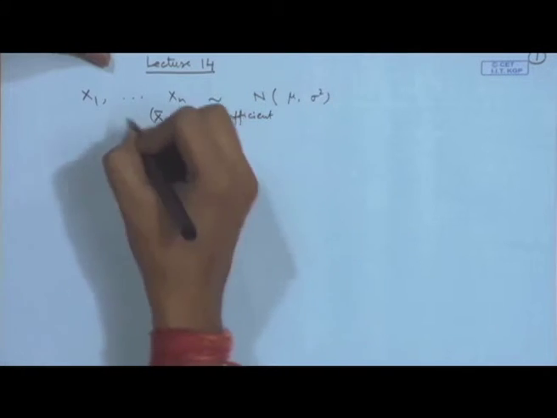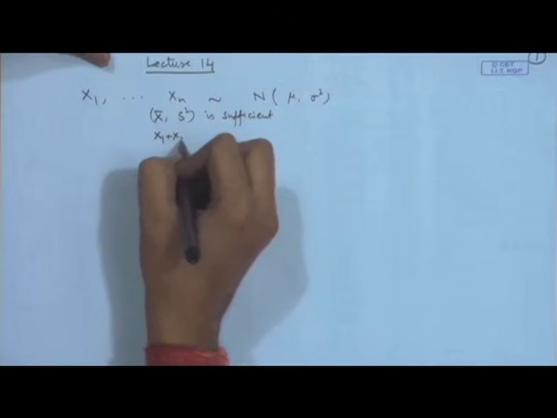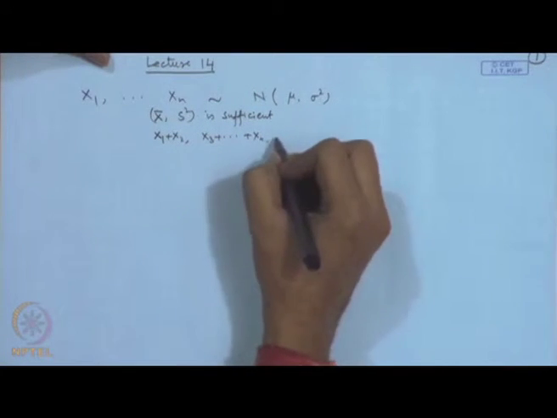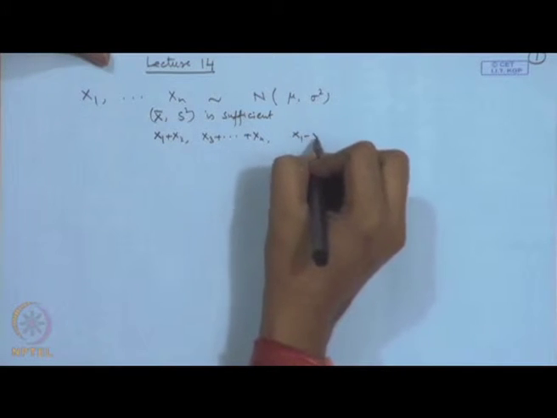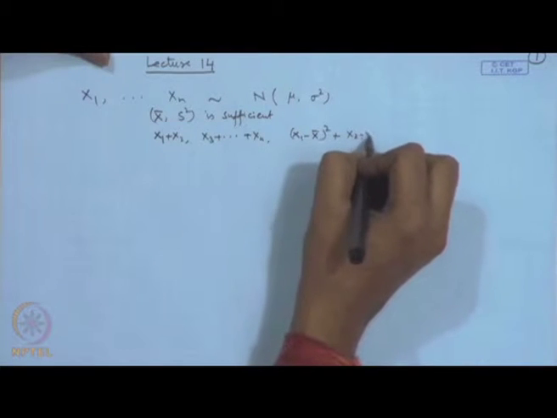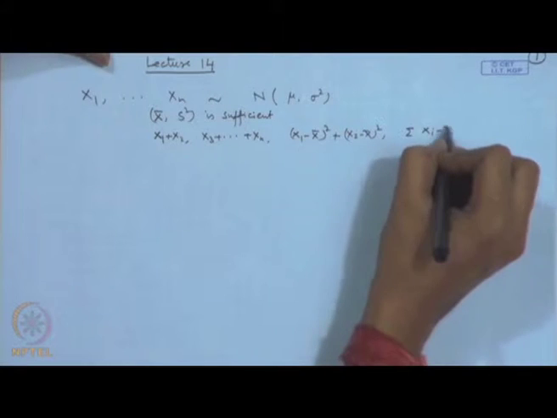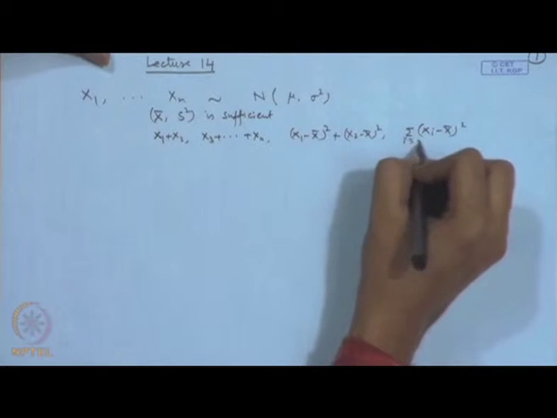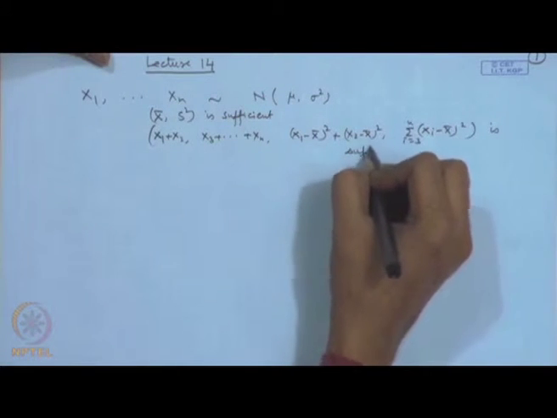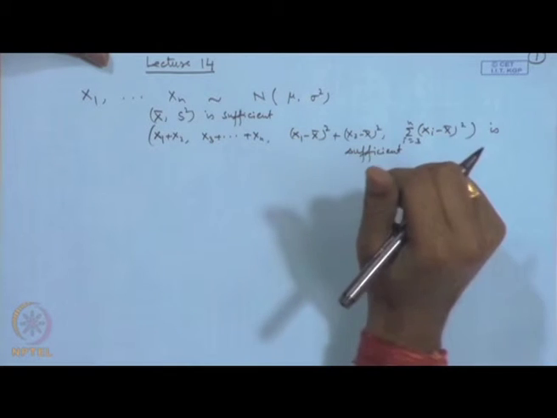But using the same argument we may also say that x1 plus x2, x3 plus and so on up to xn, and similarly we can say x1 minus x bar whole square plus x2 minus x bar whole square, and so on, xi minus x bar whole square for i equal to 3 to n, is also sufficient. And like that we can write several sets of sufficient statistics.